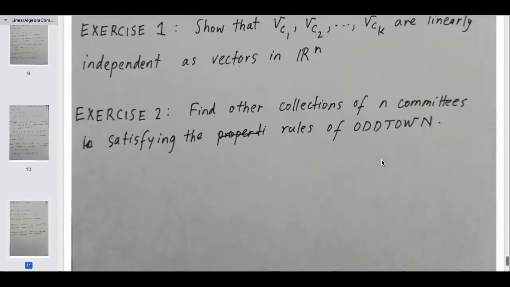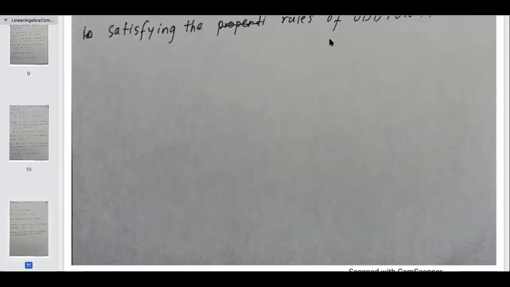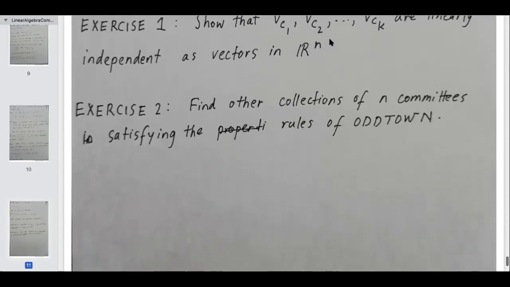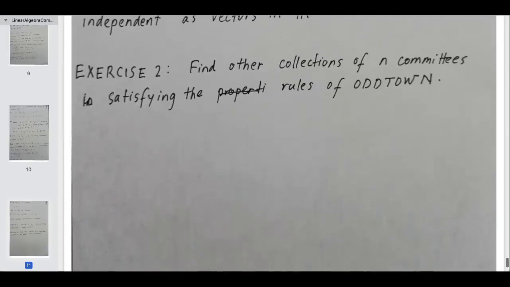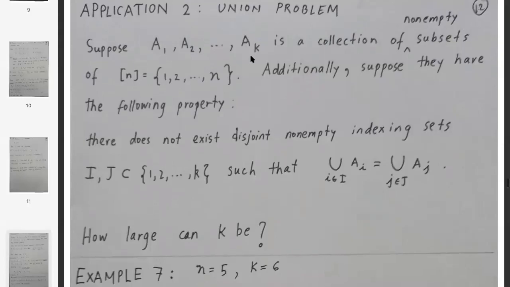So this is the end of the first application of linear independence, and we did linear independence over F2 to the n. We will see an application where we'll actually have to do linear independence over R to the n to get the result. Let us start with the second application. I call this application the union problem.